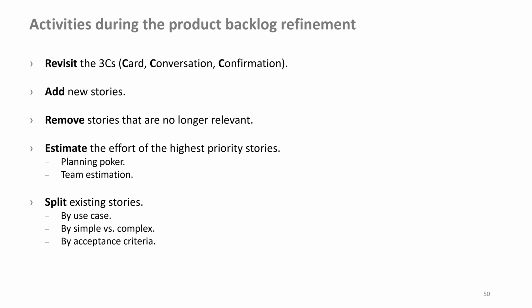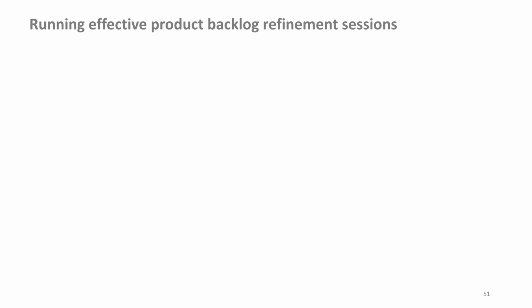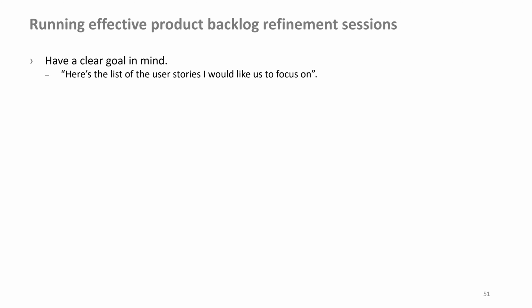Split existing stories by use case, by simple versus complex, by acceptance criteria. Define acceptance criteria at a finer level of granularity. Running effective product backlog refinement sessions. Have a clear goal in mind. Here's the list of the user stories I would like us to focus on.